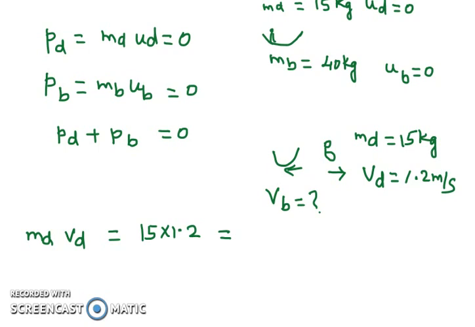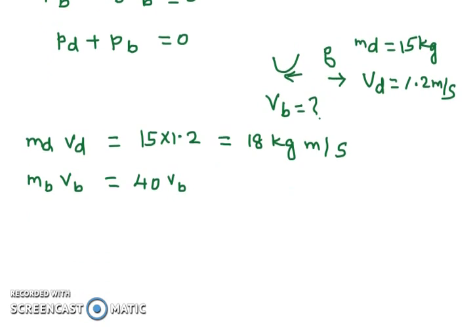That is equal to 18 kg meter per second, and the final momentum of the boat is MB VB, which is 40 times VB.